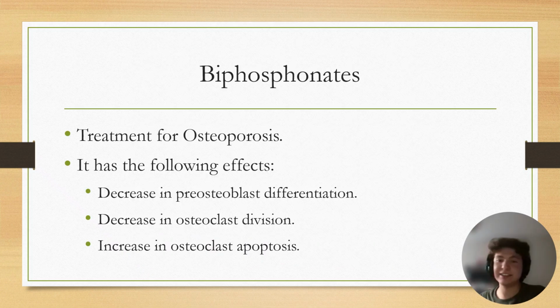Okay, so now let's discuss some of the treatments we can incorporate in the model for osteoporosis. First, we can try with bisphosphonates, which is a treatment for osteoporosis with the following effects: a decrease in pre-osteoblast differentiation, a decrease in osteoclast division, and an increase in osteoclast apoptosis. The idea with this treatment is to control the movement of the osteoclast so that the bone is preserved.